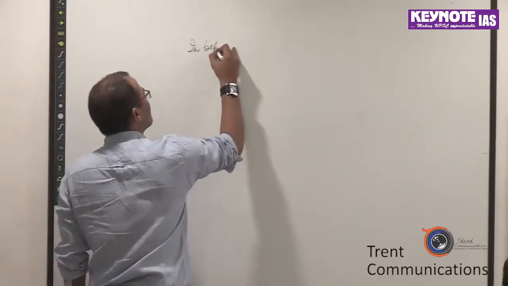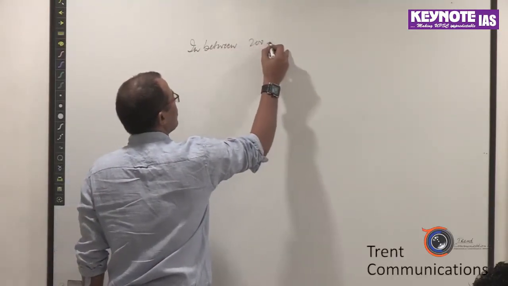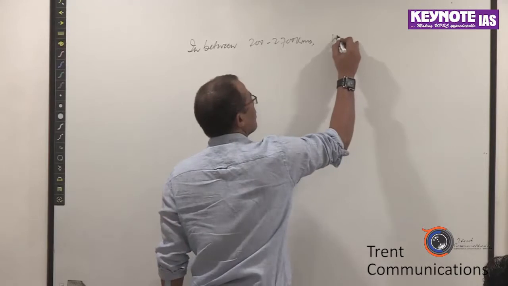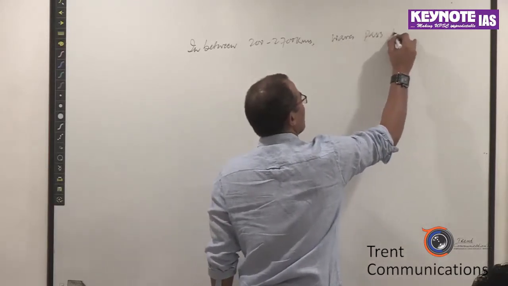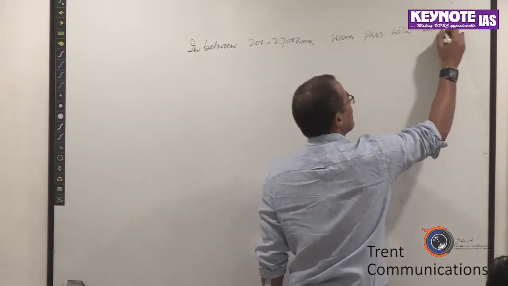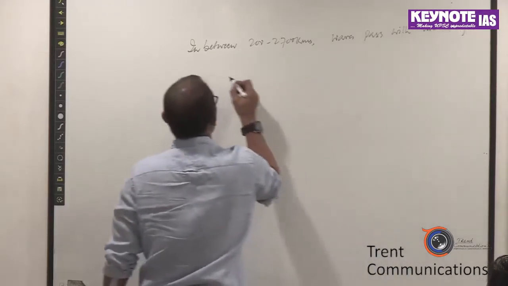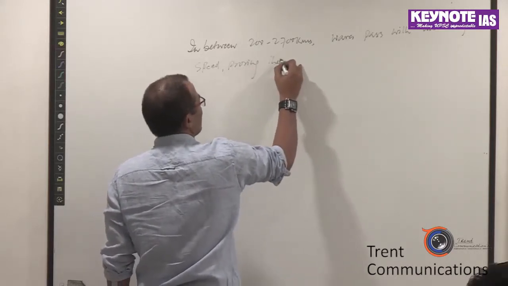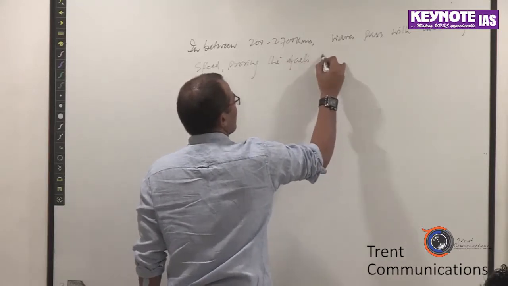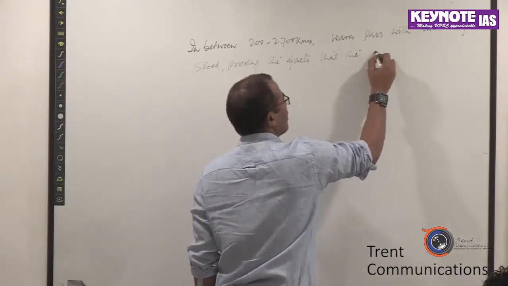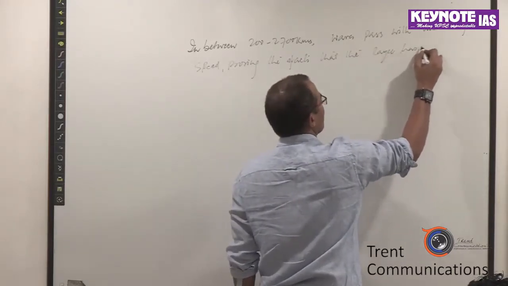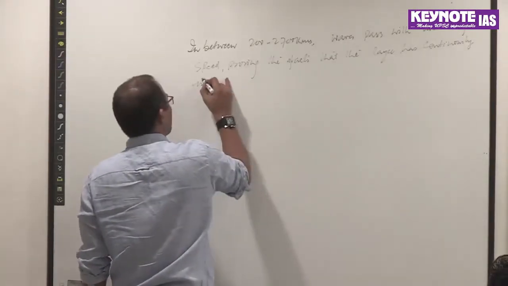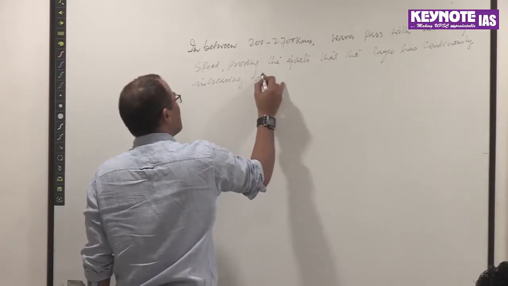In between 200 to 2700 kilometer, waves pass with increasing speed, proving the fact that the layer has continuously increasing density.